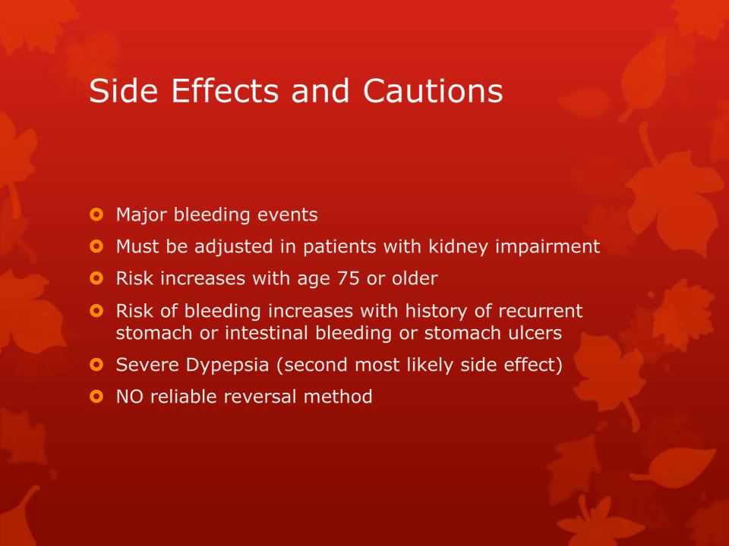Side effects and cautions. Major bleeding events. It must be adjusted in patients with kidney impairment. The risk increases with age 75 or older. Risk of bleeding increases with history of recurrent stomach or intestinal bleeding or stomach ulcers. Severe dyspepsia, second most likely side effect.